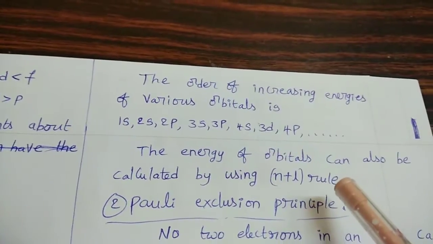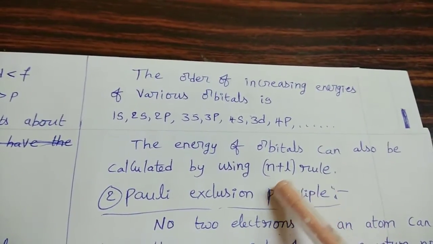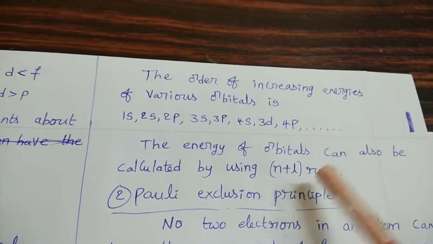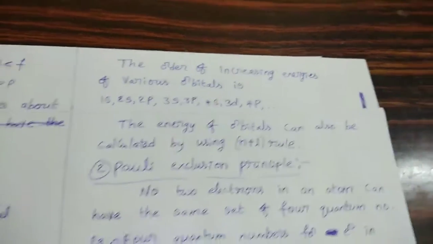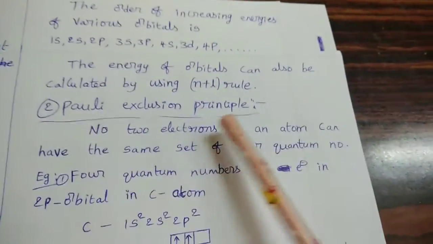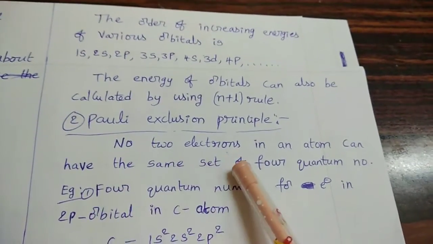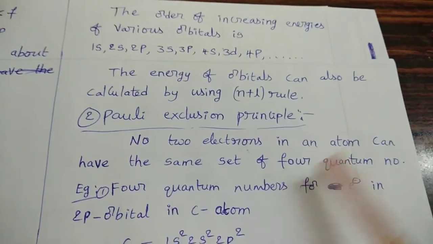If two different orbitals have the same n plus L value, the orbital whose n value is lower has lower energy. So based on this rule also we can decide the energy of the atomic orbitals. Next rule, Pauli exclusion principle. See the statement: no two electrons in an atom can have the same set of four quantum numbers.